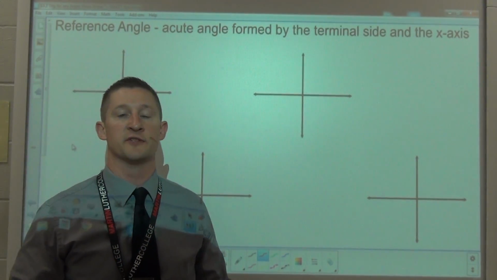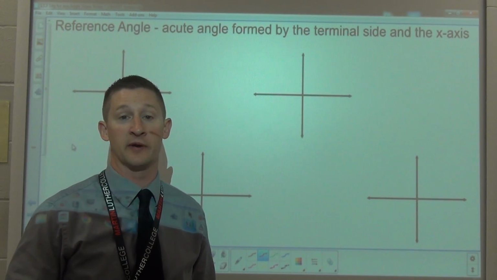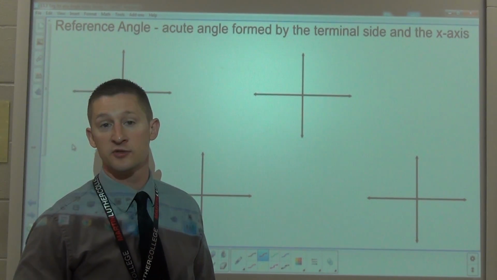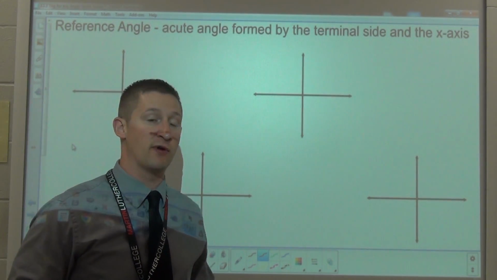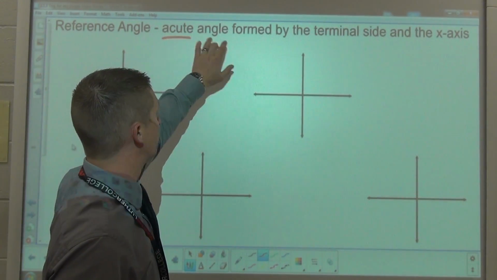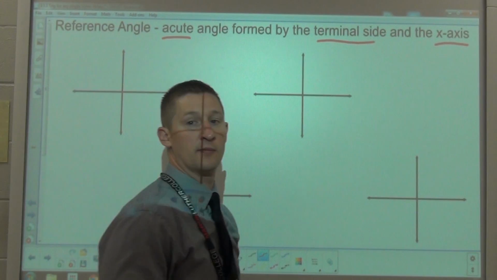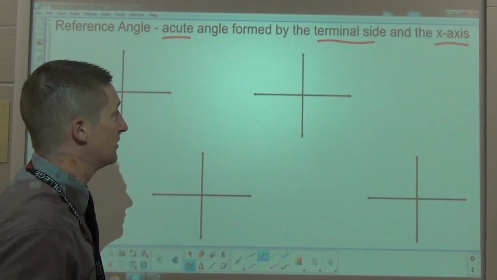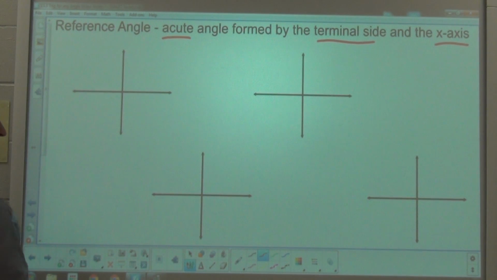In this video, we're going to be looking at the idea of reference angles. So every angle, no matter where it is, how big it is, how small it is, whether it's positive or negative, has a reference angle. And a reference angle is the acute angle formed by the terminal side and the x-axis. So those are a couple of key things to think about. The acute angle formed by the terminal side and the x-axis.